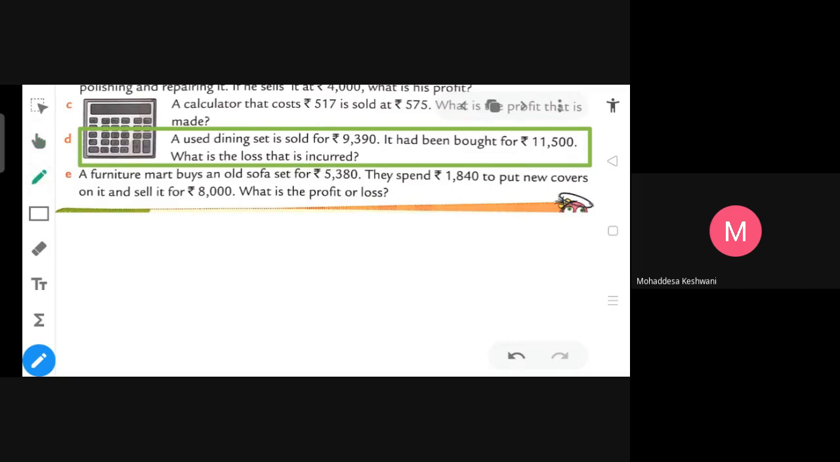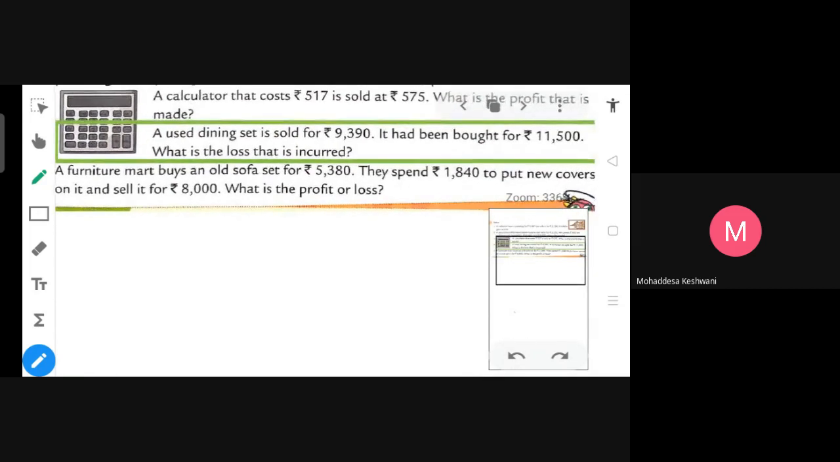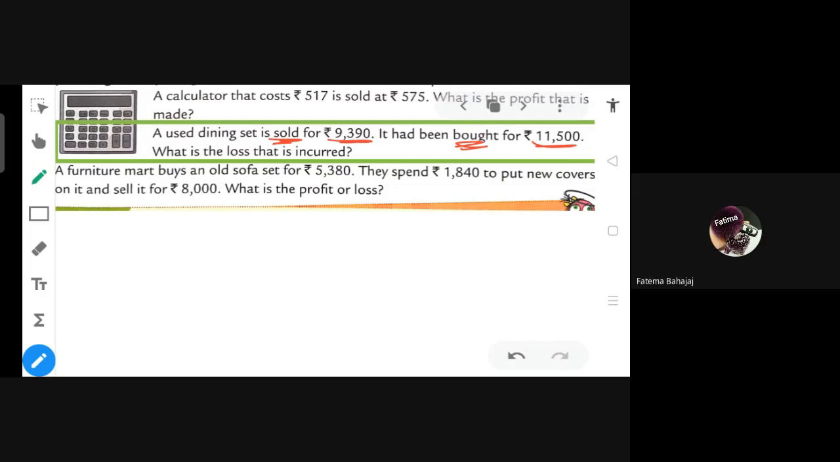Okay, very good, excellent. So now I'm again underlining the words. You have to decide, everyone, which is cost price and which is selling price. So I've just underlined the words. I have already explained to you sold, bought. I've even translated these words in Hindi also, and even told you that it is past tense. So what do you think? 9,390 is selling price and 11,500 is cost price. Okay, then other girls, what is your answer?